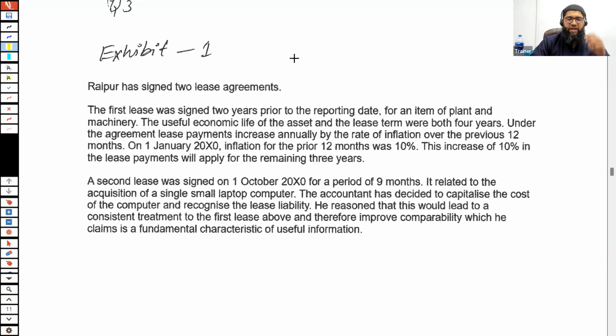Okay, it says the first lease agreement was signed 2 years prior to the reporting date for an item of plant and machinery. The useful economic life of the asset and the lease term were both 4 years. Under the agreement, lease payments increase annually by the rate of inflation over the previous 12 months. On 1st January 20X0, inflation over the prior 12 months was 10%. The increase of 10% in the lease payments will apply for the remaining 3 years.